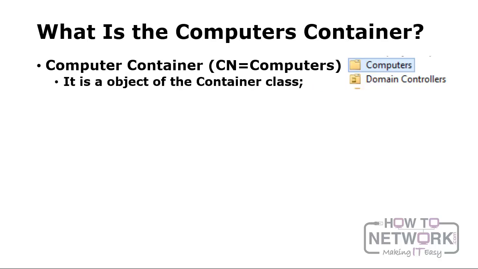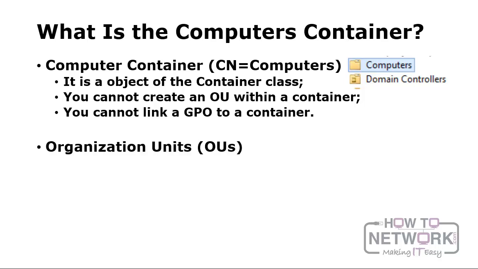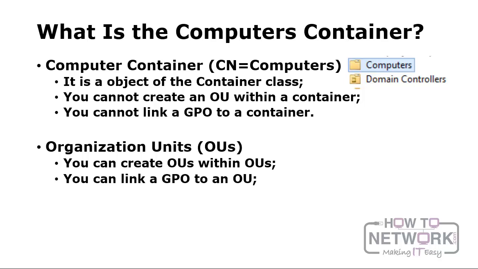You cannot create an OU within a container, so you cannot subdivide the Computers container. Also, you cannot link a GPO to a container. Therefore, we recommend that you create custom OUs to host computer objects, instead of using the Computers container. Most organizations create at least 2 OUs for computer objects, one for servers and another to host computer accounts for client computers, such as desktops, laptops, and other user systems.